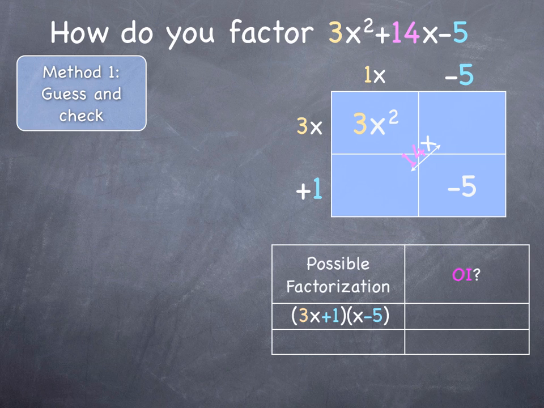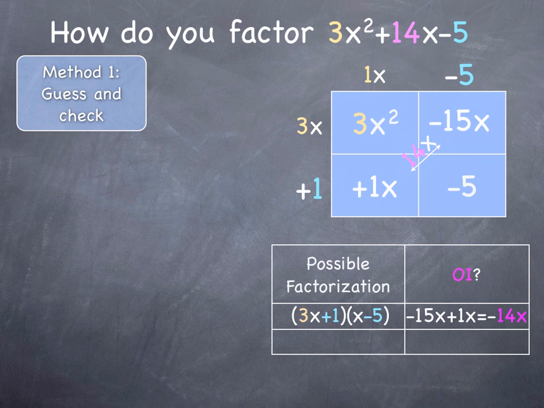So the possible factorization that we're considering is 3x plus 1 down the left side and x minus 5 across the top. What would the OI be in this case? Well, negative 5 times 3x gives us negative 15x, and 1x times 1 gives us 1x. So the OI in this case would be negative 15x plus positive 1x, which adds up to negative 14x. That's not what I'm aiming for in the OI. I'm aiming for positive 14.